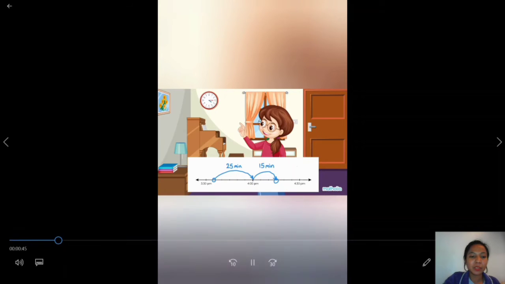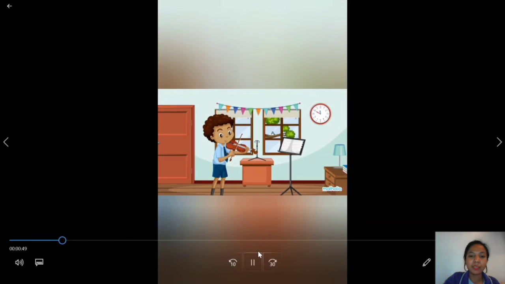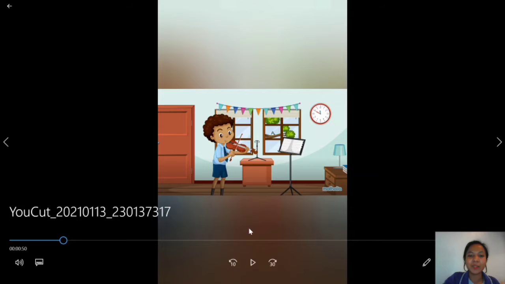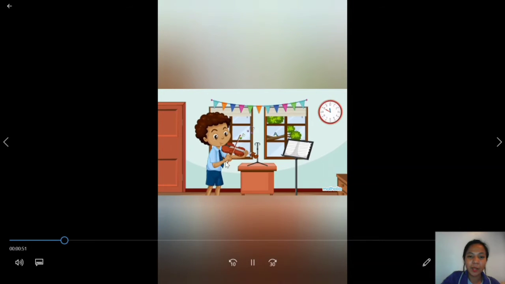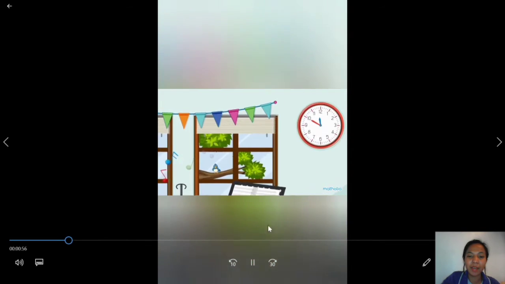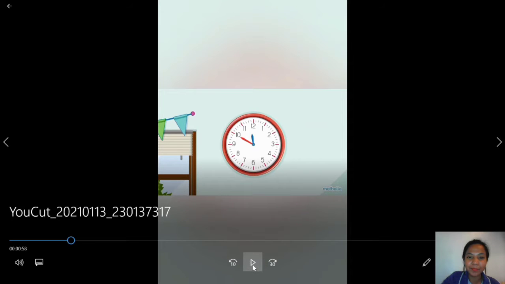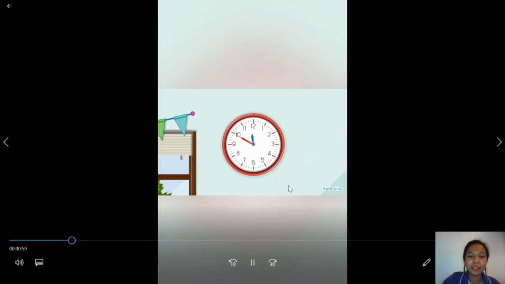Next. I have here another example. This is Blake, guys. Blake's passion is playing the violin. And he started to play the violin at what time? It's 11:50. Let's say this is morning, 11:50 a.m.